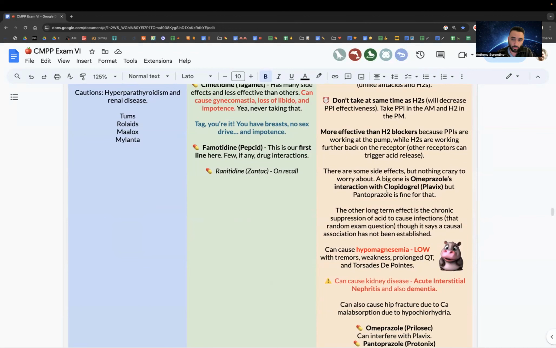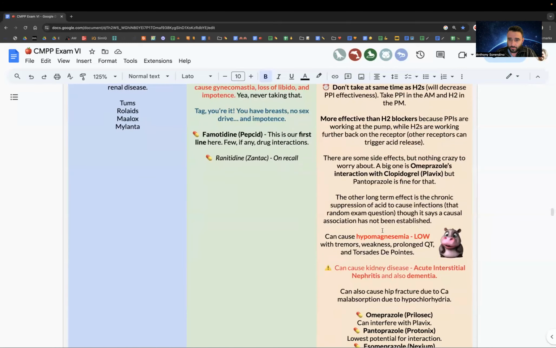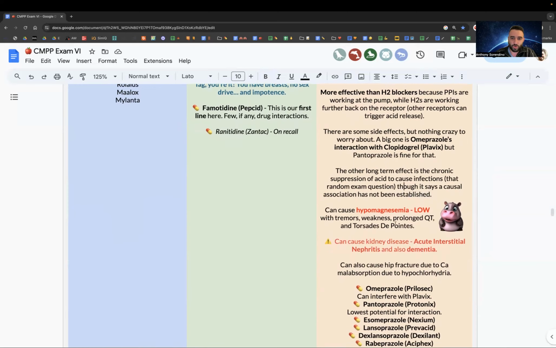But pantoprazole or Protonix is going to be better. So you're going to see that more commonly in inpatient settings, not only because of the Plavix thing, but because it has less of a side effect profile overall, all right? The other long-term effect is the chronic suppression of acid causing infections. Oh yeah, that was that random question.